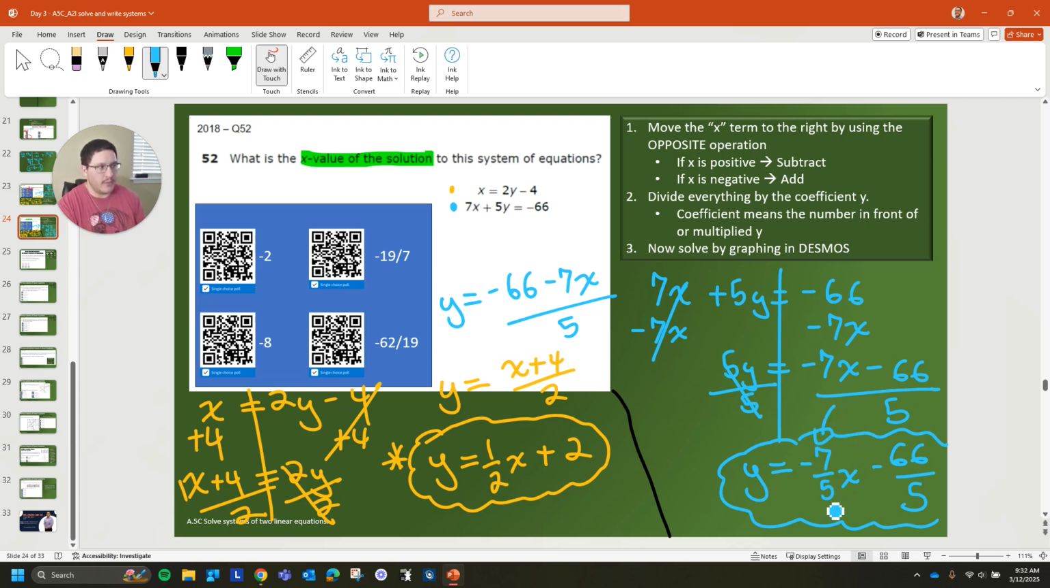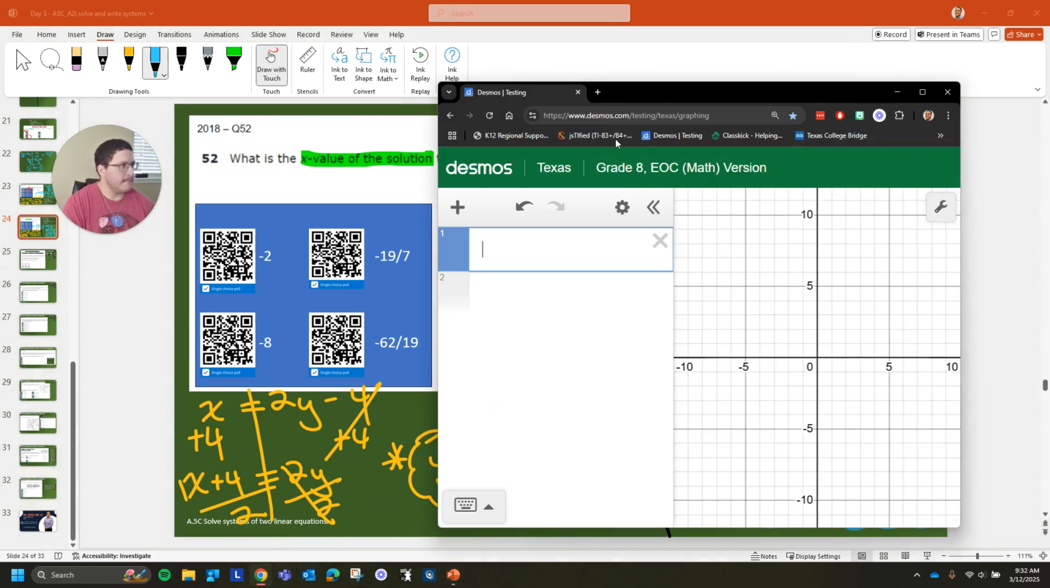This tells me the slope, the rise over run, is negative 7 over 5, or 7 over negative 5, wherever you want to put the negative. And then the y-intercept is negative 66 over 5, which is about 13 actually, 13 point something. So the y-intercept is going to be at negative 13 point something on the y-axis. Okay. Now that we have the equations with y by itself, all we got to do is graph them.